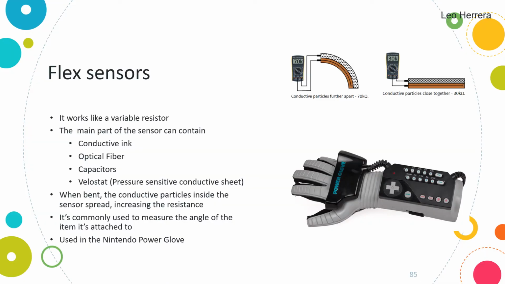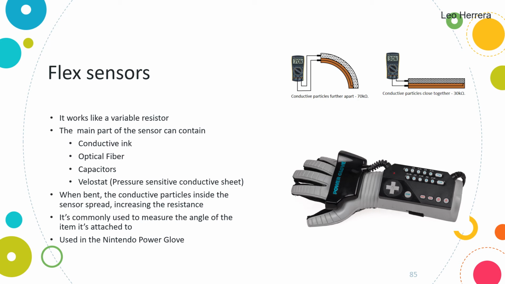Flex sensors work like a variable resistor. The main part of the sensors can contain items such as conductive ink, optical fiber, capacitors, and another item called velostat, which is a pressure-sensitive conductive sheet.